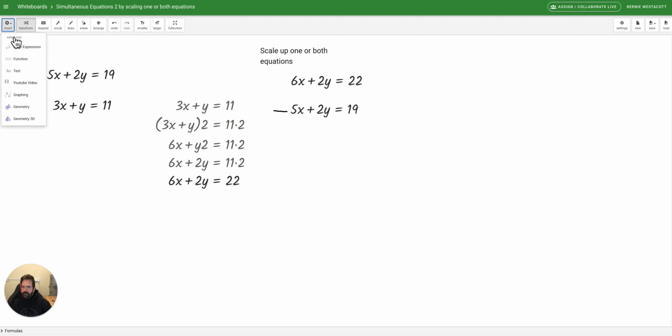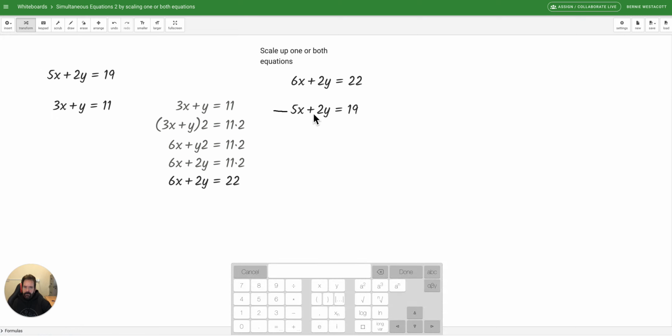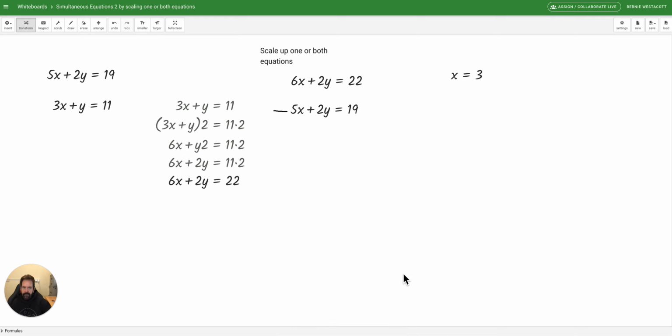So I'm going to insert a new equation below. 6x minus 5x is x. 2y minus the 2y here is 0. So I've got equals, and then 22 minus 19 is 3. So I've worked out that x is 3.